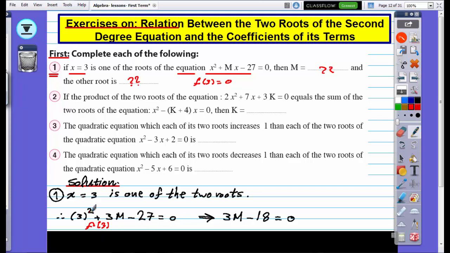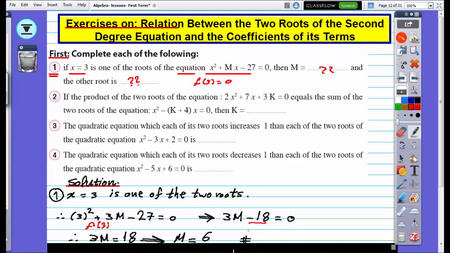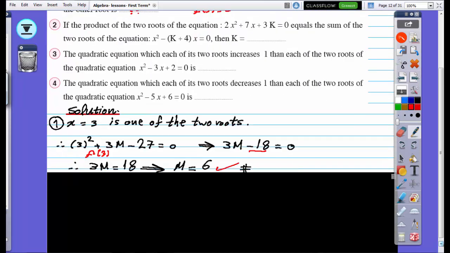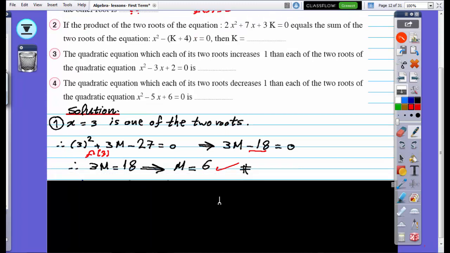Now we calculate it. 3 squared is 9, minus 27 equals negative 18. So 3m minus 18 equals 0. It means 3m equals 18 and m equals 18 divided by 3, which equals 6. So the value of m equals 6.